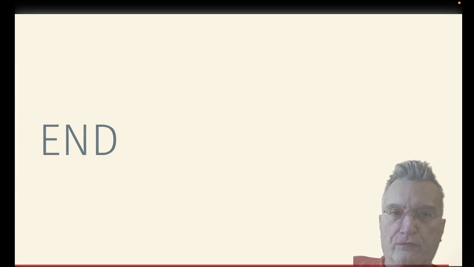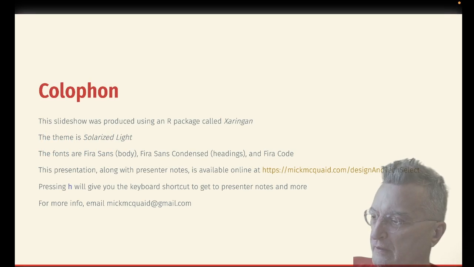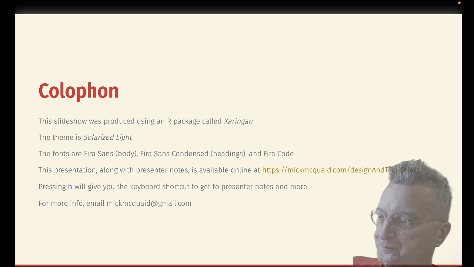I do have a brief colophon to add. The slideshow is produced using an R package called Sharingan. The theme is Solarized Light. The fonts are Fira Sans, and Fira Sans condensed, and I didn't have any code, so there's no Fira code here. And this presentation is available at mickmcquaid.com/design and text select. And notice the capitals. It's camel case, design and text select.